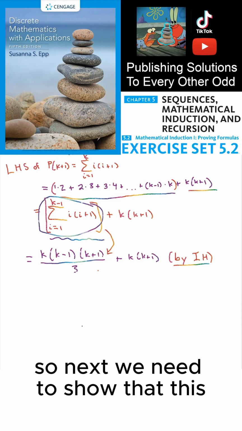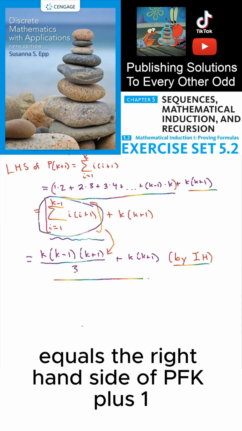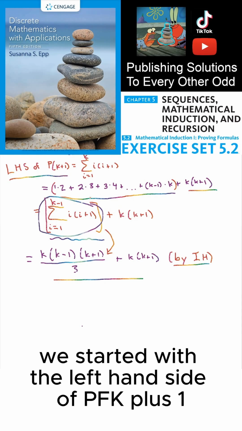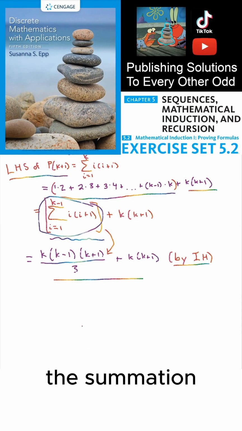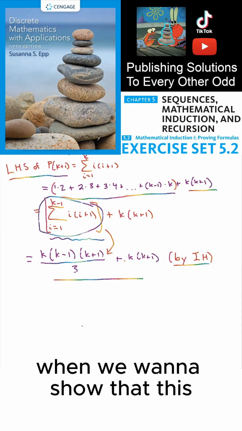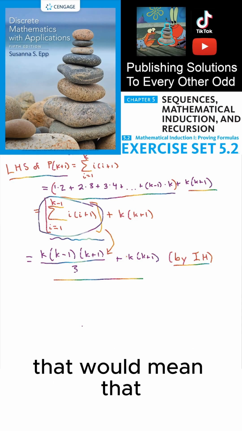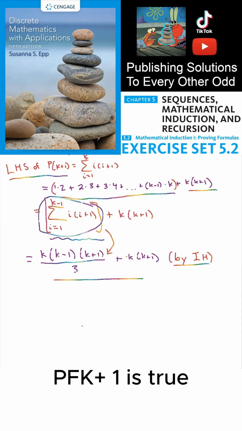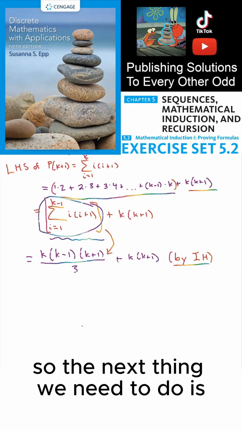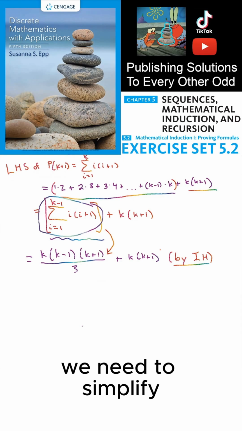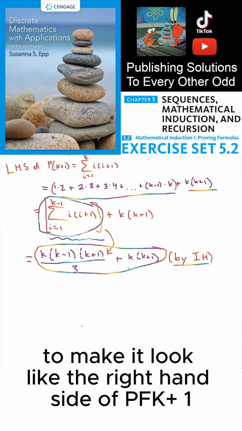So next we need to show that this equals the right-hand side of P of k plus 1. We started with the left-hand side of P of k plus 1, and we showed that this equals the summation, which equals this summation, which equals this summation, which equals this. Eventually, we want to show that this equals the right-hand side of P of k plus 1, because then that would mean that P of k plus 1 is true. And that's our goal, to show that P of k plus 1 is true. So the next thing we need to do is simplify this expression to make it look like the right-hand side of P of k plus 1.